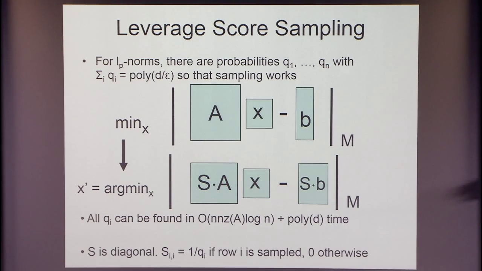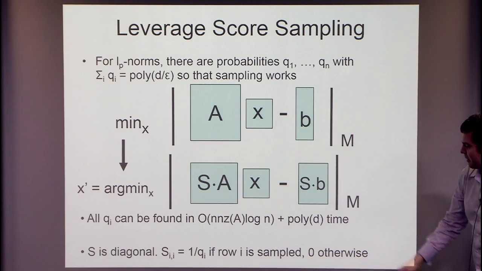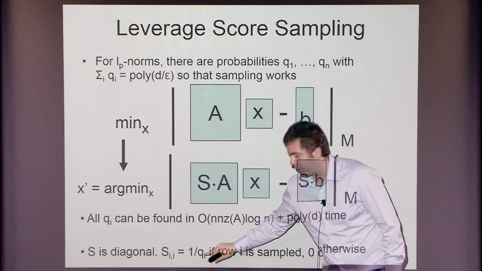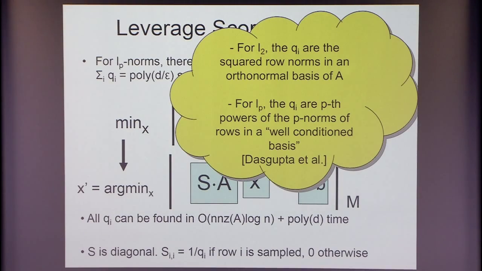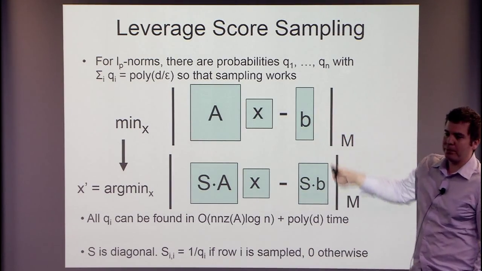Just one thing to note is here S is not 0, 1 on the diagonal as it was for uniform sampling. To make this an unbiased estimator, you should scale up by 1 over qi, where qi is the probability that you sampled. Okay, so what are these importance sampling probabilities for LP norms?